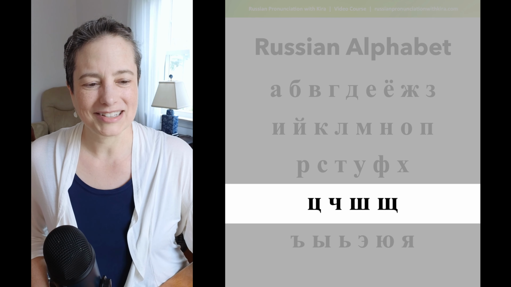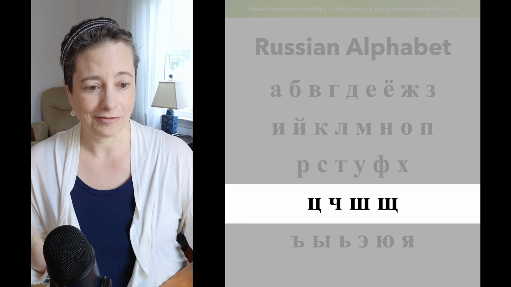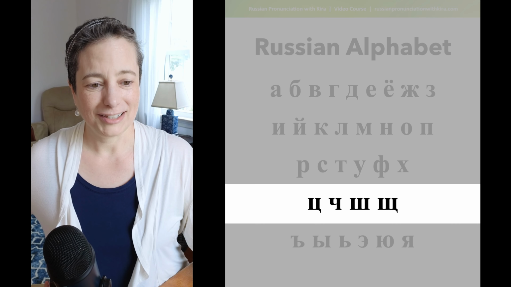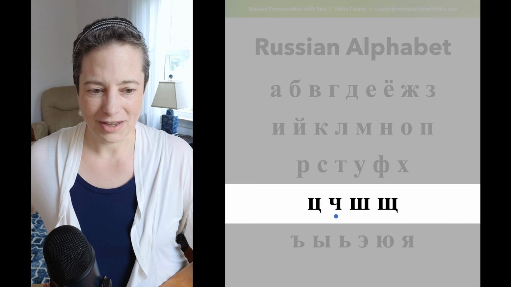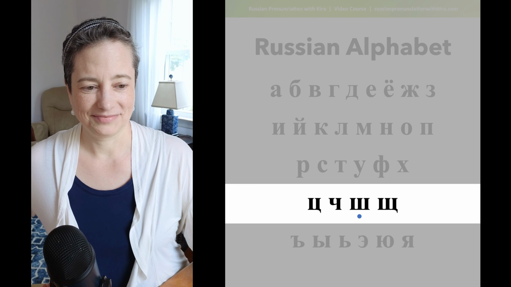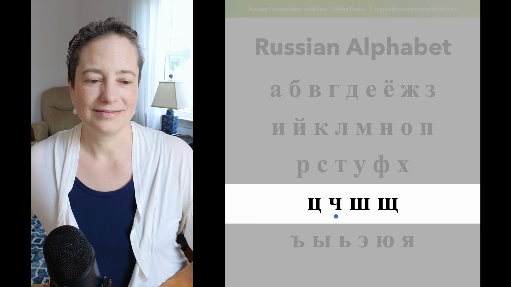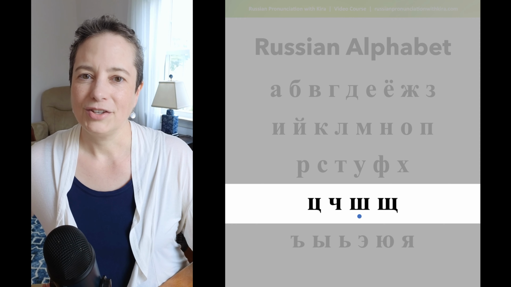So anyway, let's do this line again. Imagine you're sounding Russian, your Russian sounding self. Ц, че, ша, ща. One more time. Here we go. Ц, че, ша, ща.